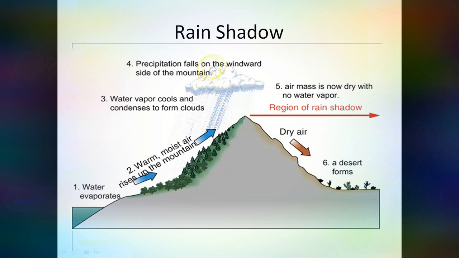So when the air is devoid of all its water vapor, then it will move forward. Now the air mass is dry with no water vapor, and therefore the dry air will descend, and this part of the mountain, the leeward side, would be a desert. So this is the rain shadow effect.